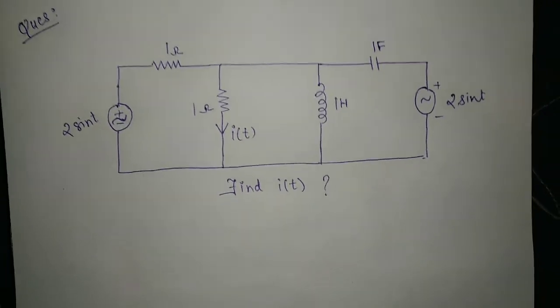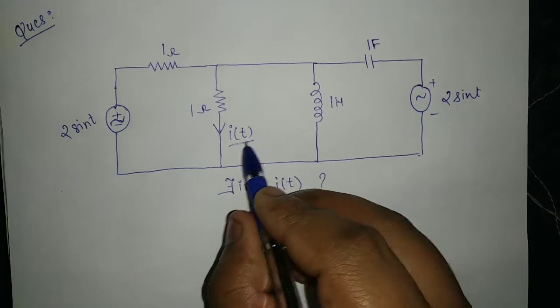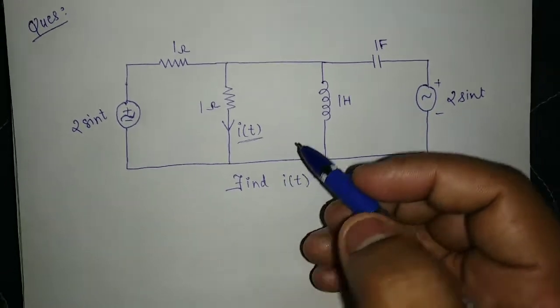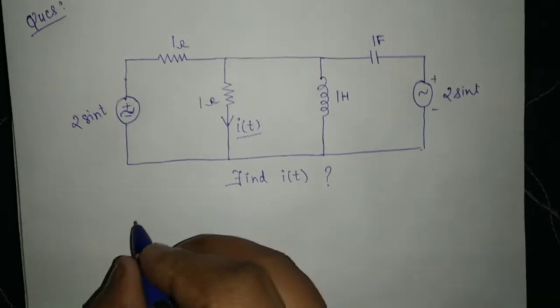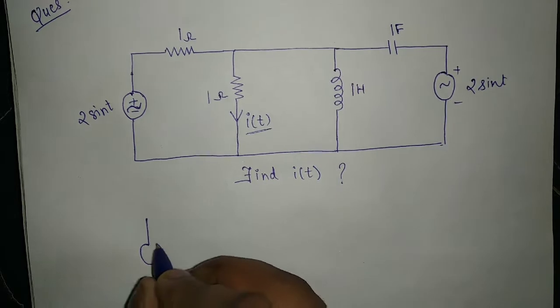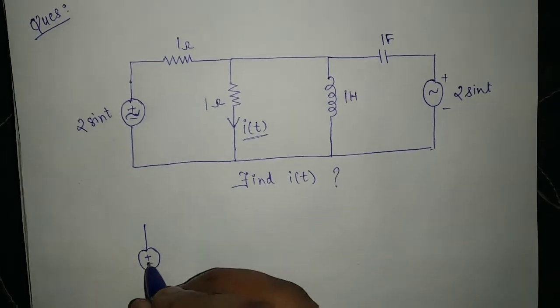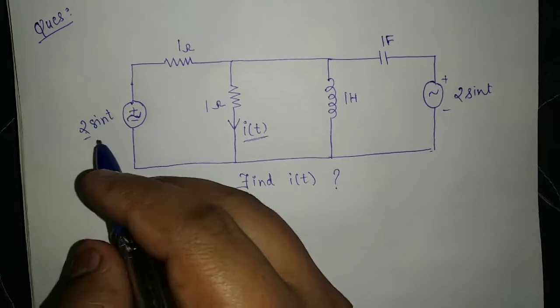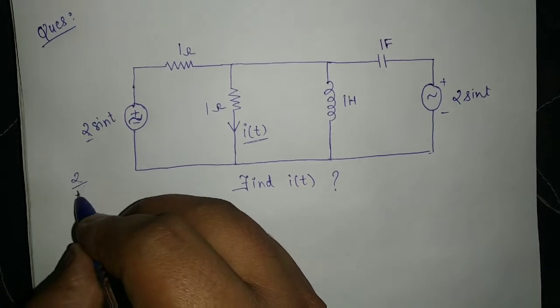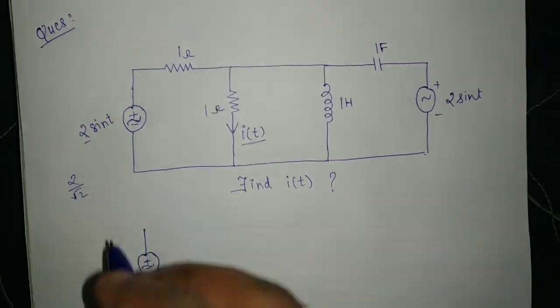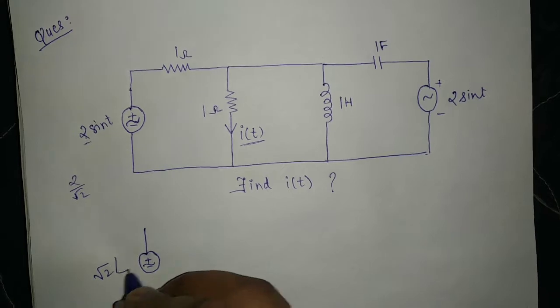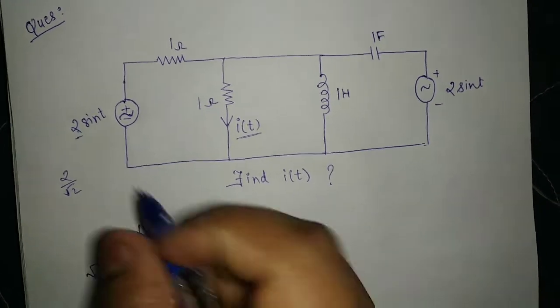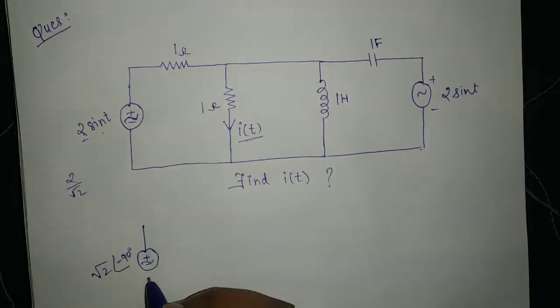Hi friends, this is the circuit and we have to find current I of t. Convert this circuit into polar form. So 2, this is the maximum value, so RMS value is 2 by root 2. So root 2 is the RMS value and angle is minus 90 degree because here sine term is there.